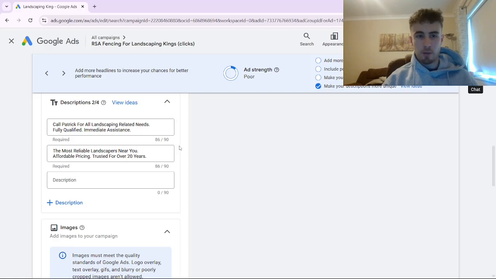And what you want to do with your descriptions is follow three core principles, I would say, of identifying the problem, which you can do by having descriptions that are highly relevant to the keywords that you're targeting. So in this case, for example, all of the keywords are related to landscaping, so that's why we have landscaping mentioned here in the descriptions.